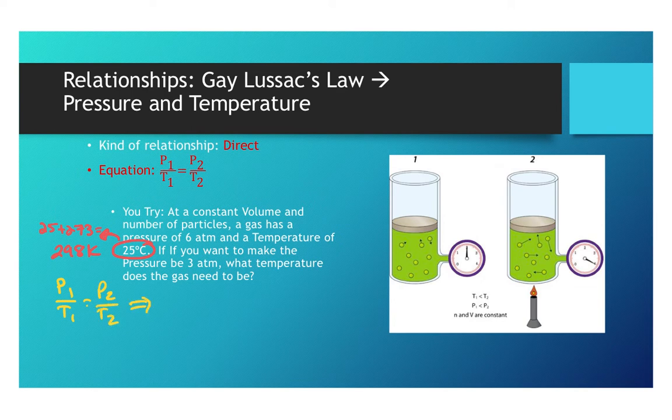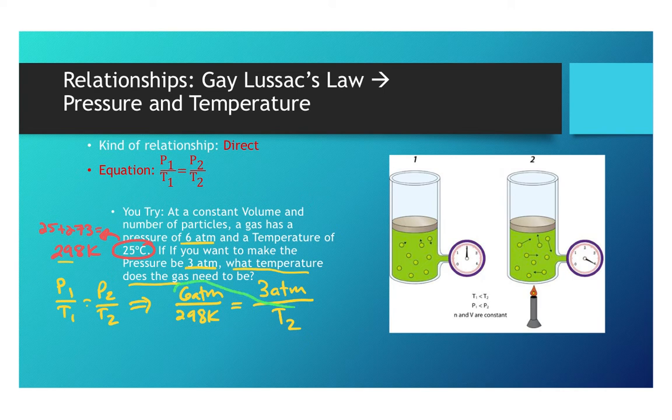So do we know the first pressure? Yes, we do. It's 6 atmospheres. Do we know the temperature that goes along with that? Yes, we do. It's 298 Kelvin. Then we look and see if we can figure out what the new pressure is. Oh, we do. That's 3 atmospheres. And so that means that it must be the new temperature that we're trying to find, and indeed it is. What temperature does the gas need to be? Okay, so just like we did on the previous problem, I need to solve for T2 now.